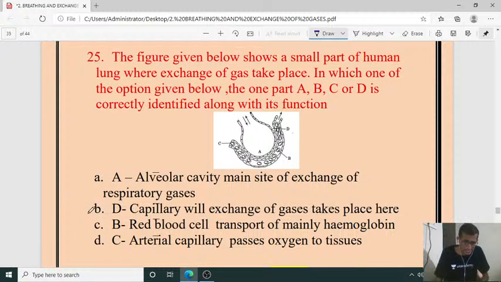Okay, so the right answer is B. Here D is the capillary where exchange of gases takes place. So here the blood capillary is where exchange of gases is happening. B is not clearly mentioned. Okay, C, that is arterial capillary passes oxygen to tissue. No. So the right one, B is the right answer for this question.